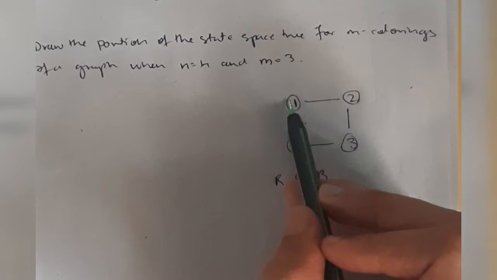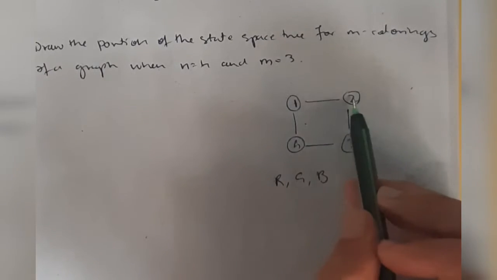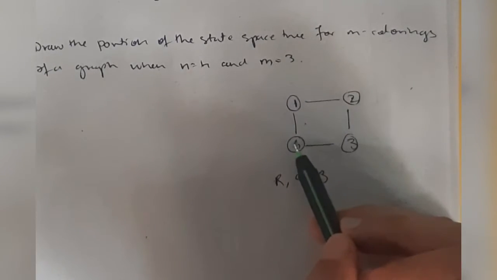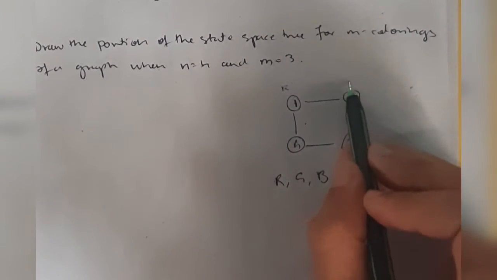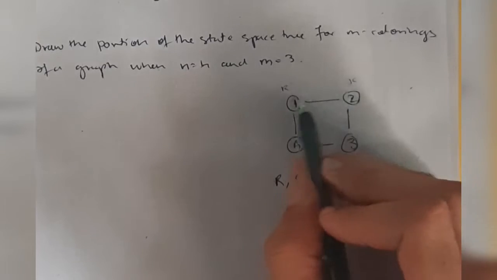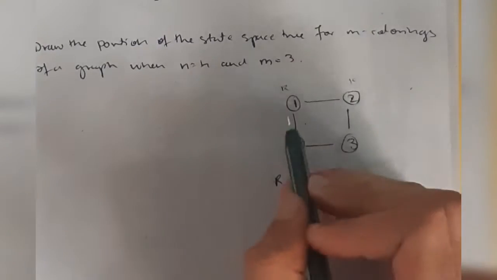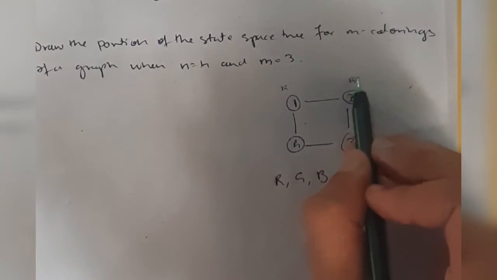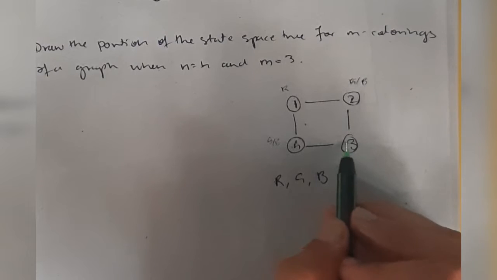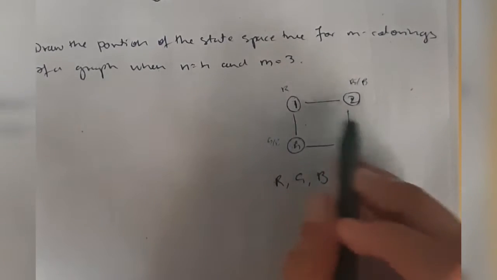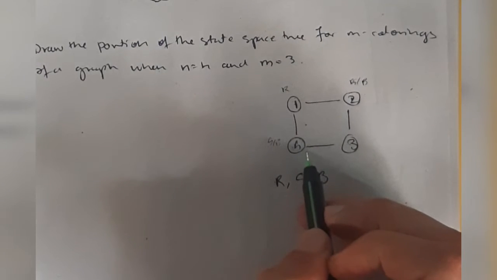Suppose I assign red here. Then I cannot assign red to this and this, because this is already red. If this is red, I can't make its adjacent node red because adjacent nodes should not be the same color. So I can assign green or blue here, and the same thing here, green or blue. In case I select green here, I cannot assign green to this, but I can assign red to this, because red is not adjacent to this one. In that way, we will find out how many possible combinations there are.